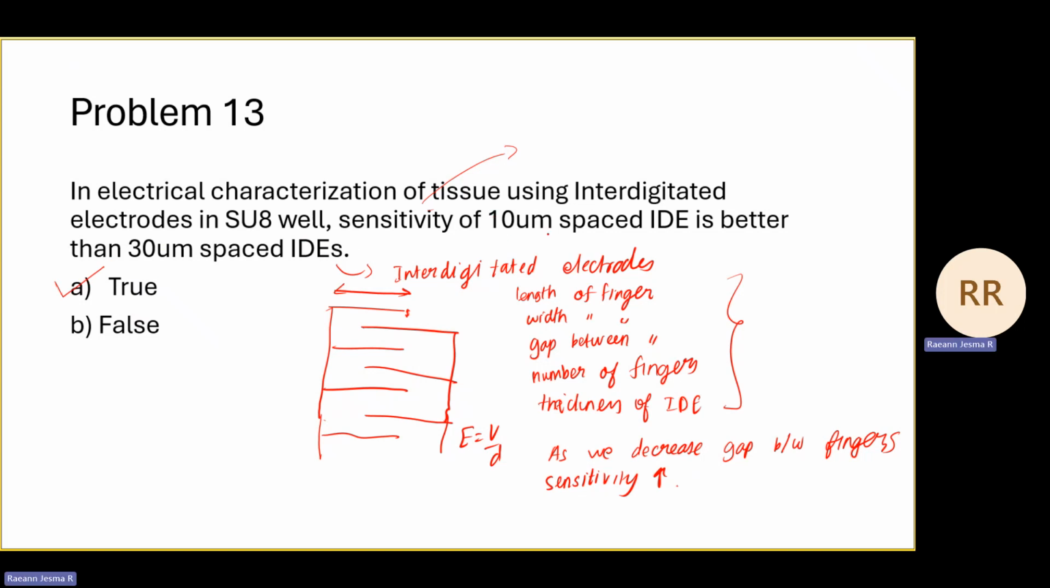Generally, in literature, for very small cells, they try to reduce the IDE space even smaller, to the nanometer scale. Is this clear? I'll summarize this question once again. As gap decreases, electric field increases. As electric field increases, current density increases. So we can say that current also increases, right? When the current flowing through the tissue increases, the sensitivity also improves. Is this clear?